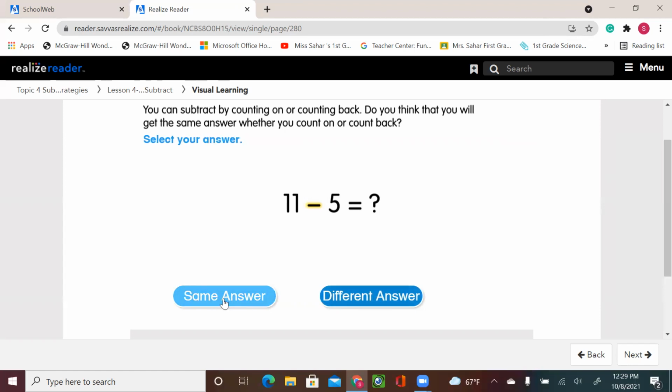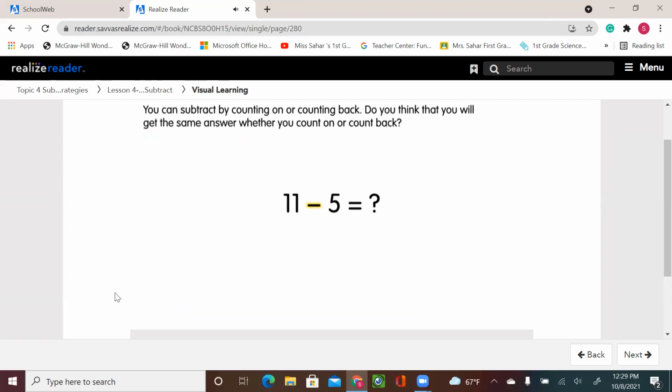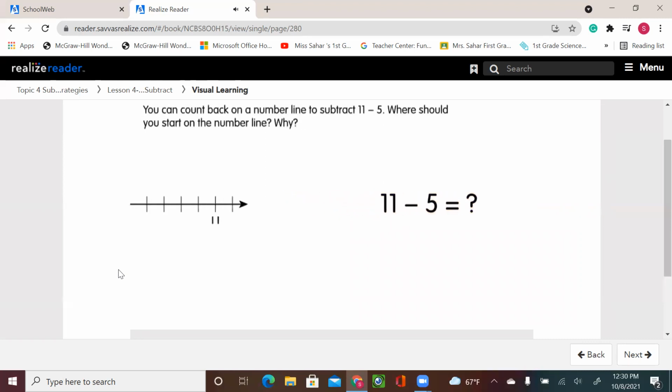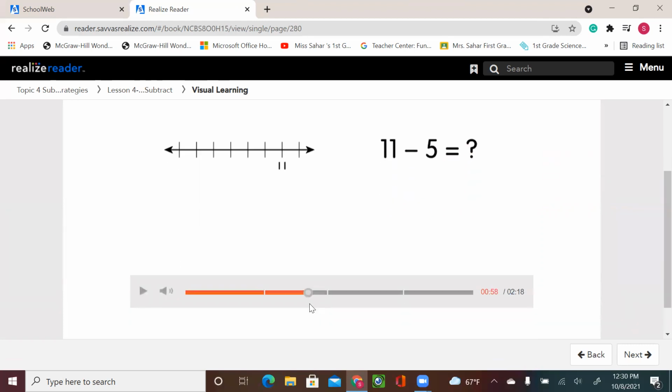Yes, we're going to get the same answer. Yes, you will get the same answer because both counting on and counting back are ways to find 11 minus 5. You can count back on a number line to subtract 11 minus 5. Where should you start on the number line? Why? We should start from the big number 11 and go backward 5. You should start at 11 because that is the number that you are subtracting from.